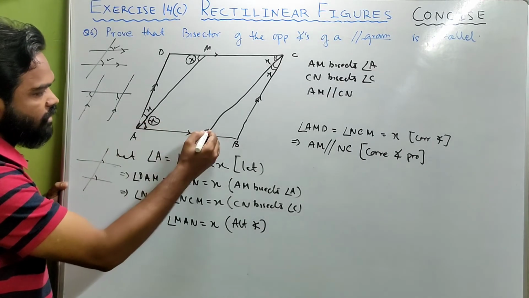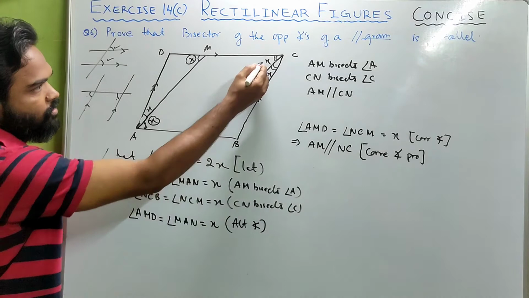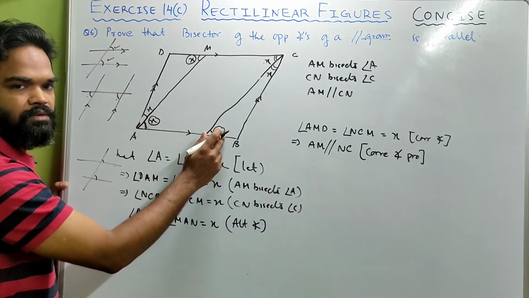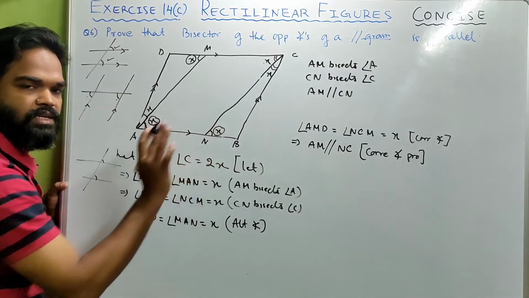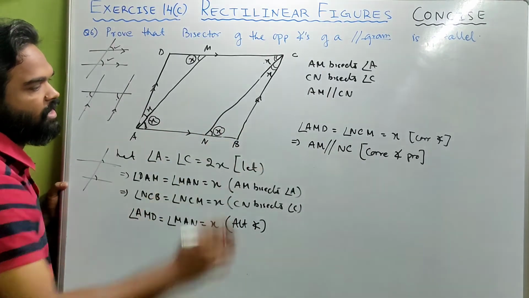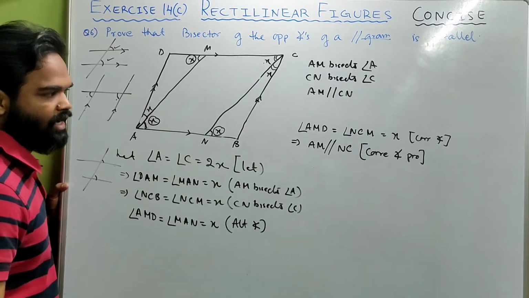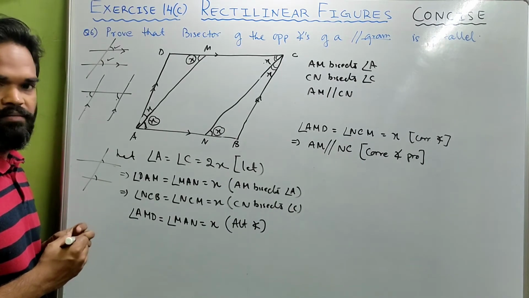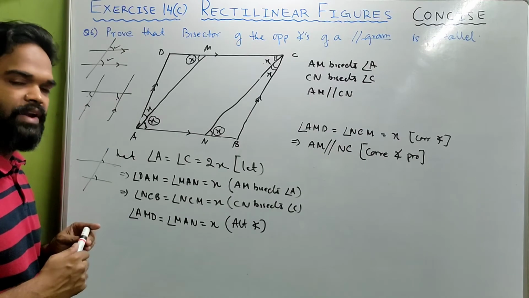Similarly, this angle and this angle will also be equal, because this is x, so these two are also x. Corresponding angle, isn't it? So we can say that AM is parallel to NC by the corresponding angle property. Done. Now let us look at the next sum.